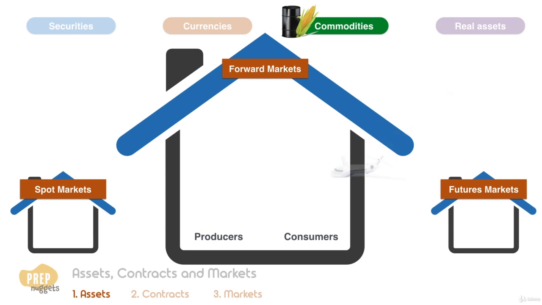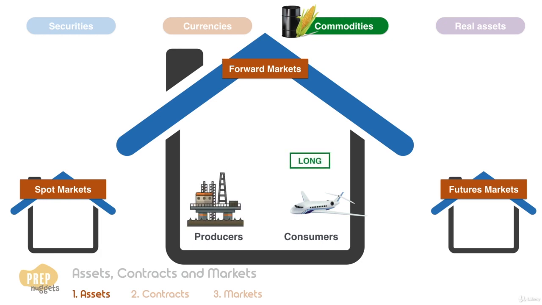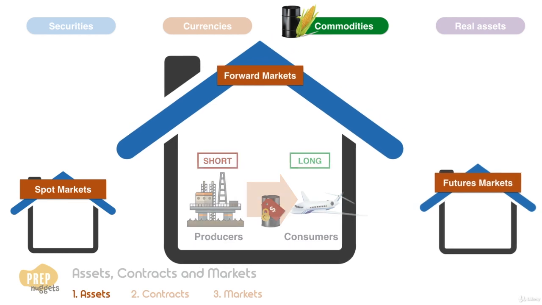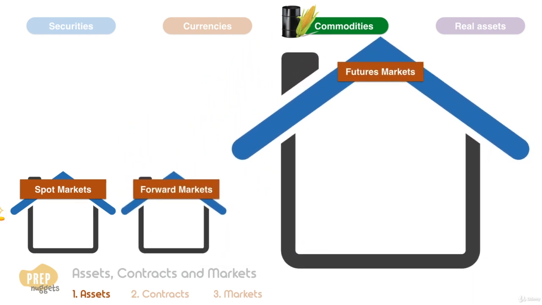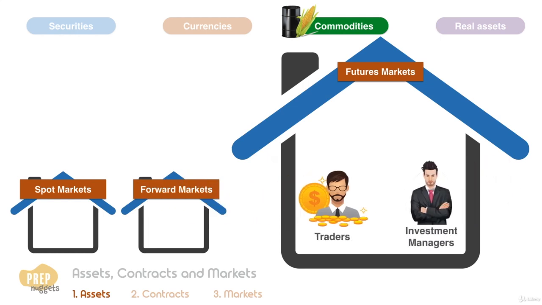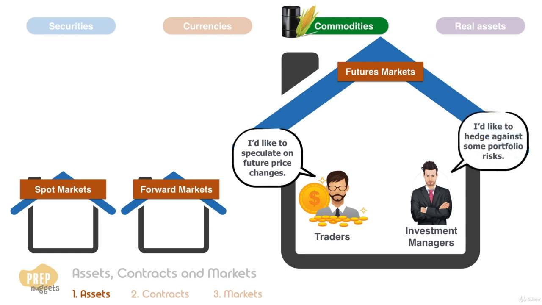For example, an airline may take the long position in a forward contract with an oil producer as the short. Both the airline and the oil producer are assured of the price they can buy or sell the oil at in the future. Besides producers and consumers who are operationally exposed to the risk of changing commodity prices, some traders and investment managers also have an interest because they can speculate on future price change or use commodities as hedges against risks in their portfolios.